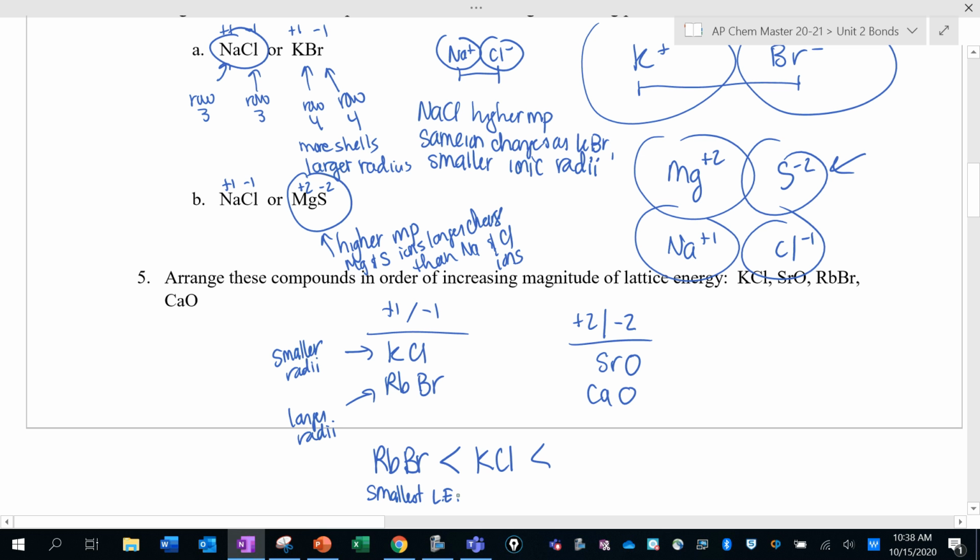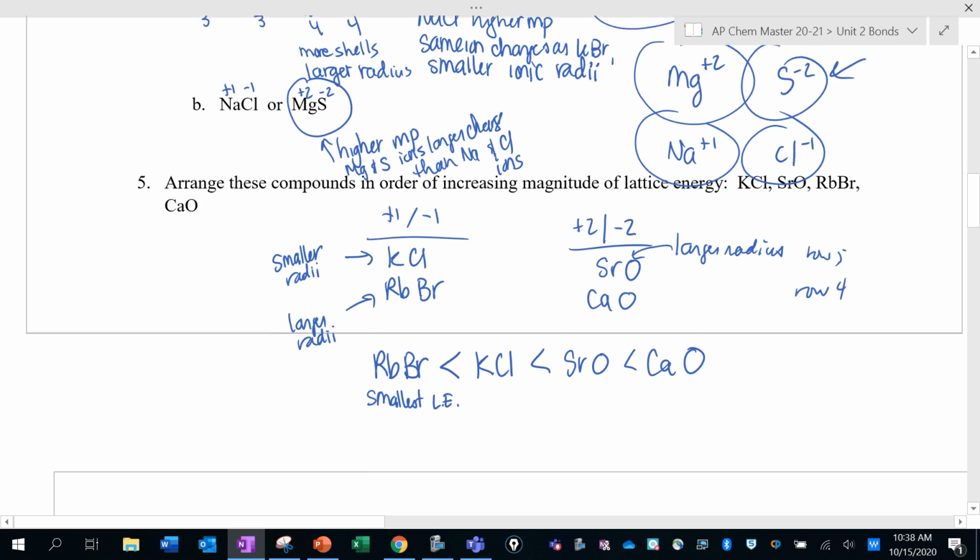Okay. And then over here, again, the oxygen's the same. So just want to compare strontium and calcium. And strontium has a larger radius. And the reason why I can tell is it's in the row below calcium. So strontium's in row 5, calcium's in row 4. So that means strontium's going to experience a weaker attraction. So here you go. This would be our ranking from smallest lattice energy to largest lattice energy.